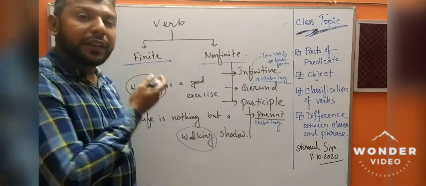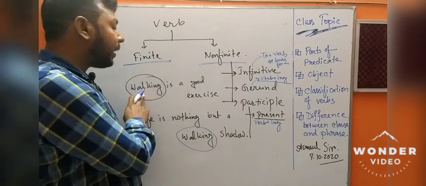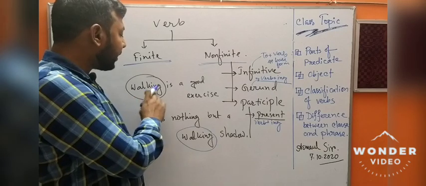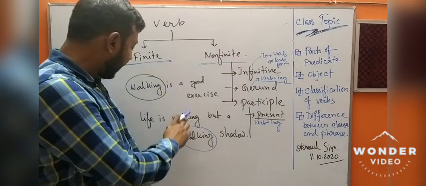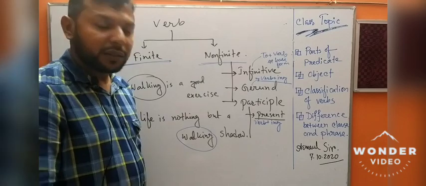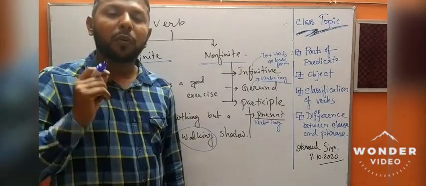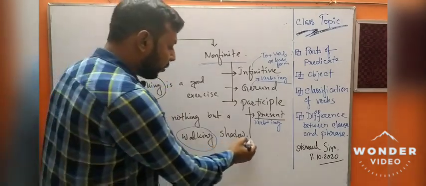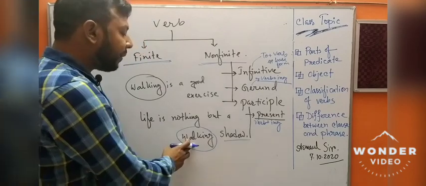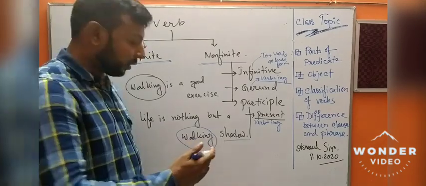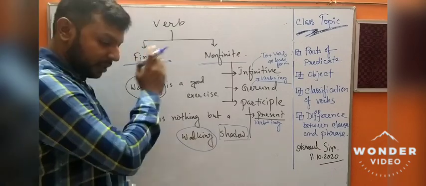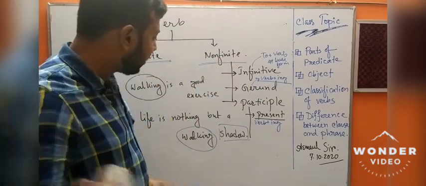Have a look at the board. In the first sentence, walking is verb plus ing, but its function is noun. It is the subject, and after that subject sits the verb. But in life is nothing but a walking shadow, walking, verb plus ing, is a participle, because here its function is an adjective. A participle will always be an adjective. Here there is a noun, shadow. Walking means moving. What type of shadow? Walking shadow. Here its function is an adjective, but in the first sentence walking is a noun. So that is present participle and gerund.